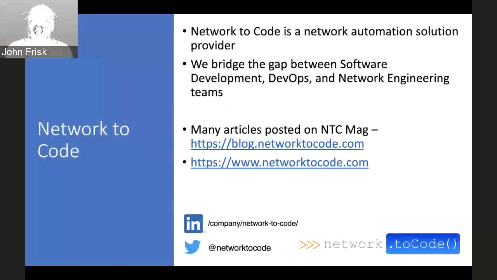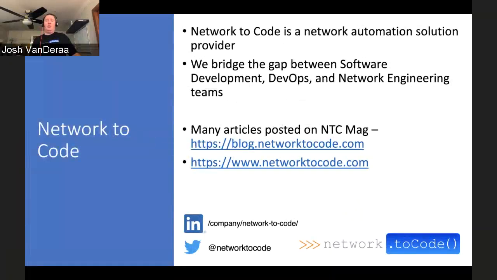So who is Network to Code? Network to Code is a network automation solution provider. We look to bridge the gap between software development, DevOps, and network engineering teams. You can find our main webpage link here, but we also have a blog that is relatively active at blog.networktocode.com. We're posting about weekly at this point, with lots of different articles on different topics. You can subscribe, and I encourage you to take a look.